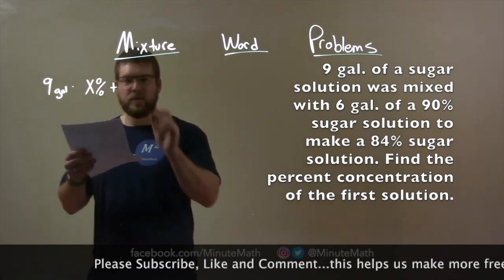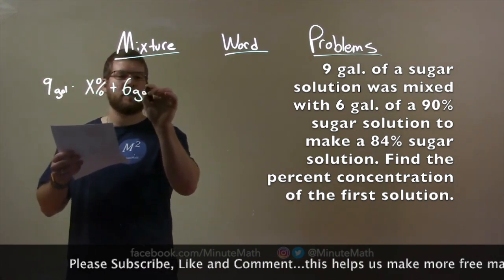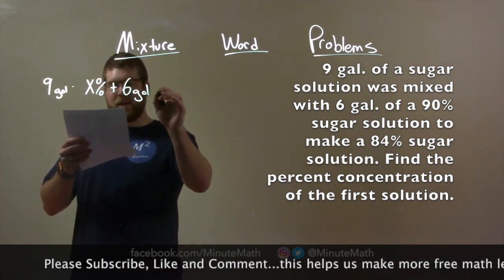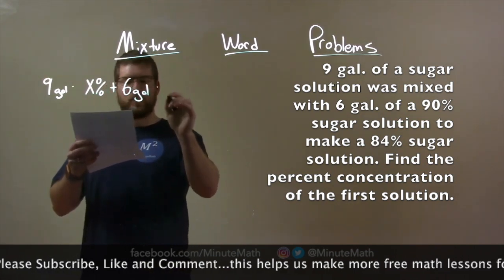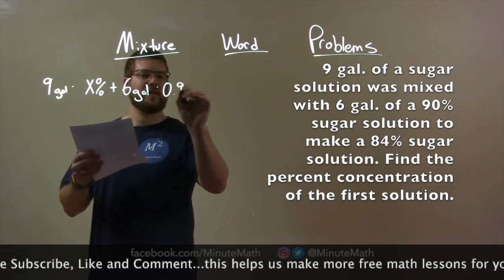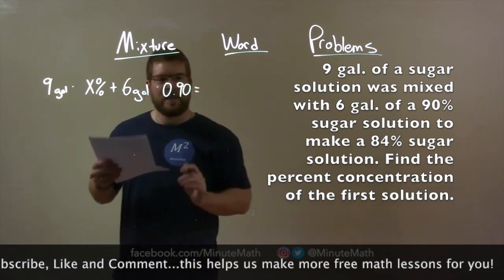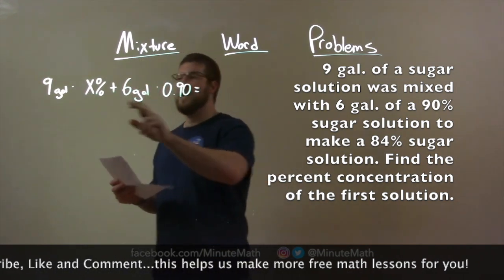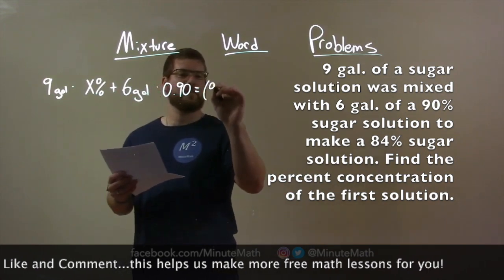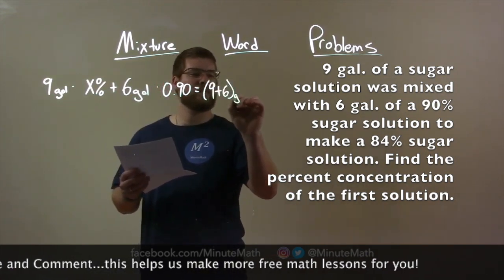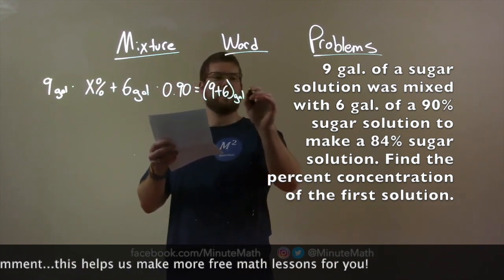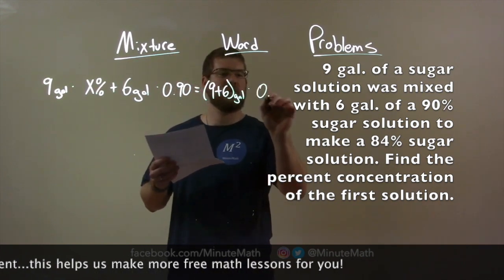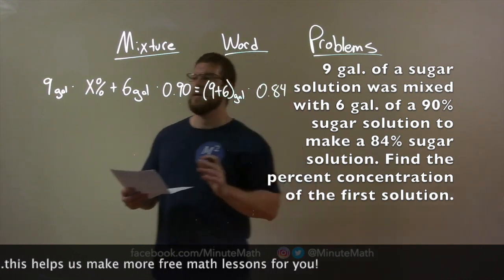We're combining that with 6 gallons, which we know to have a concentration of 90% sugar solution, right? Multiply that as a decimal as 0.90. That's going to equal our total solution. So if we add 9 plus 6 here, that's our total gallons. And that final concentration is 84%. So as a decimal, 0.84. Now we have an equation.